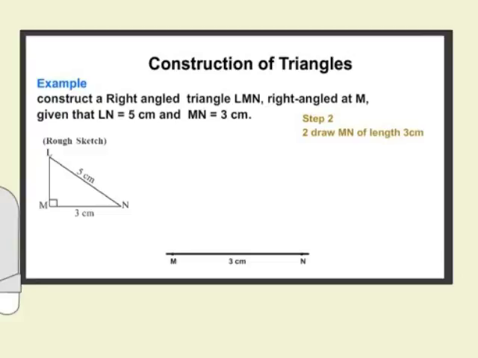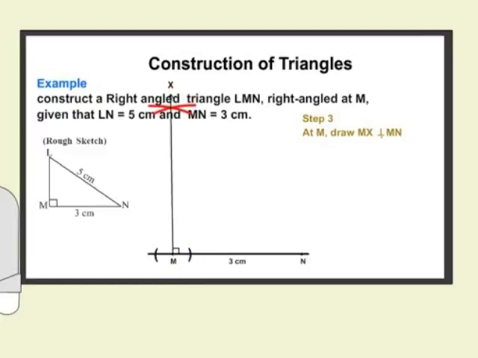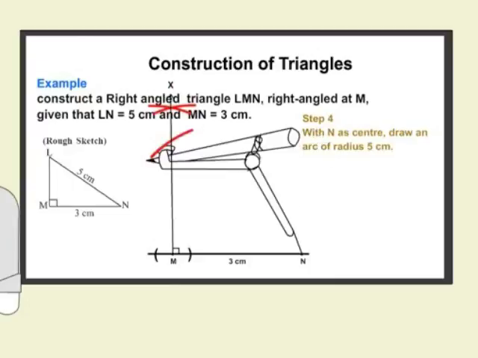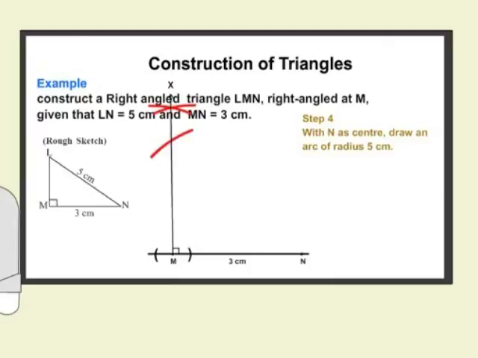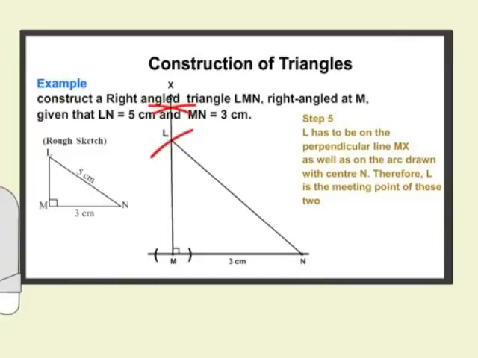Draw MN of length 3 centimeters. At M, draw MX perpendicular to MN. L should be somewhere on this perpendicular. With N as center, draw an arc of radius 5 centimeters. L must be on this arc, since it is at a distance of 5 centimeters from N. L has to be on the perpendicular line MX, as well as on the arc drawn with center N. Therefore, L is the meeting point of these two. Triangle LMN is now obtained.